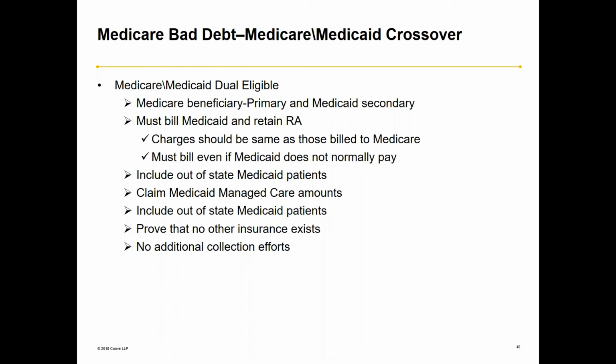And I think just from the last slide we looked at, you can see why. A lot less work goes into the Medicare Medicaid dual eligible. All you have to do is bill Medicaid and have the RA. Whereas on the traditional bad debts, you saw there's a lot of different things collection-wise you have to do. So in some cases, it's just the Medicare Medicaid crossovers on the cost report.